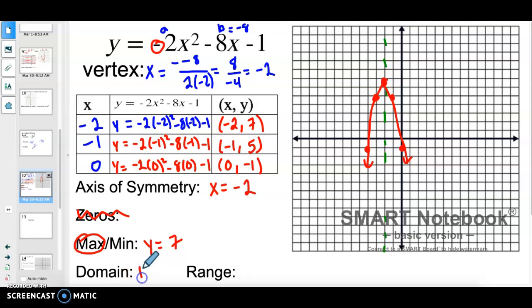The domain for all parabolas is all real numbers. And then the range, the highest point it's hitting is the 7. So we know it's going to be a y and a 7. And then this parabola is going to all values smaller than 7. So it's going to be less than or equal to 7.